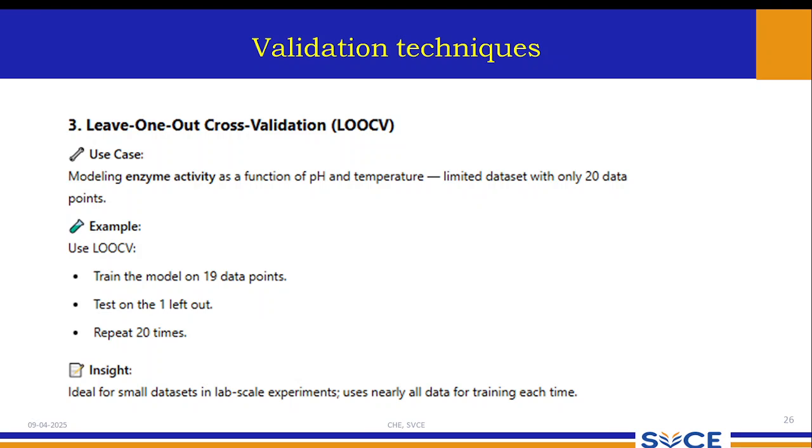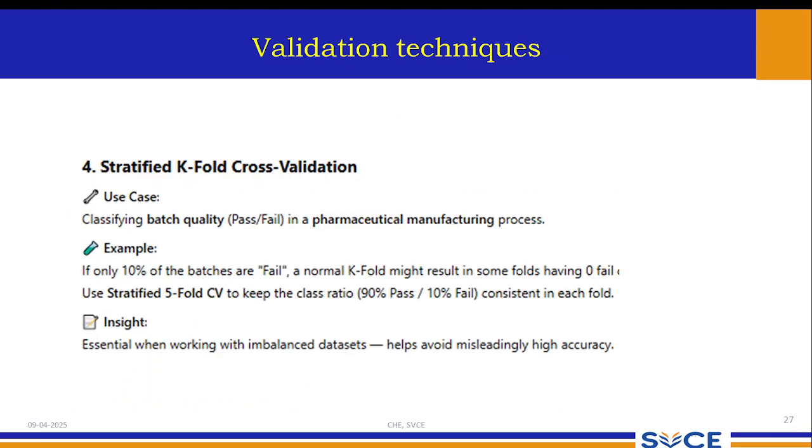It is ideal for small data sets in lab scale experiments, and it uses nearly all data for training each time. So we go for it when the data set is very small. For example, if the data set is 1,000, we would need to repeat the process 1,000 times. That is not feasible, right? That is a highly complex computation.